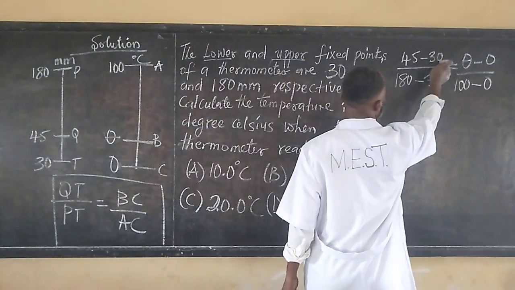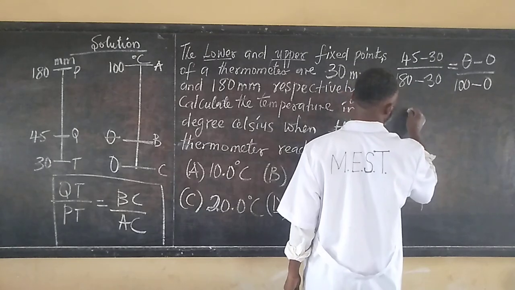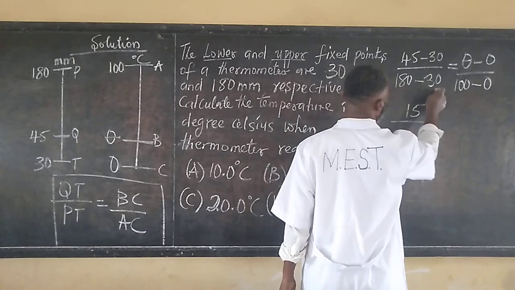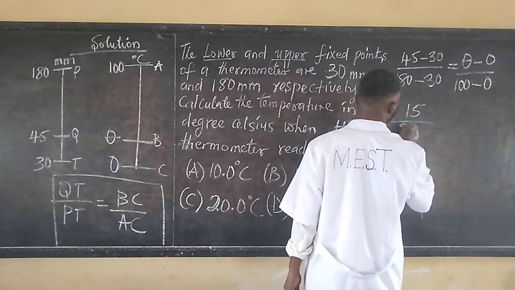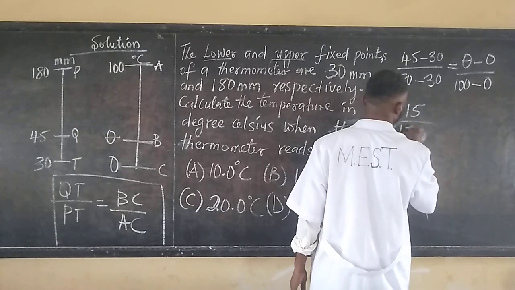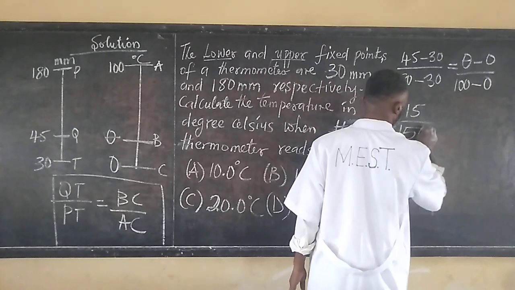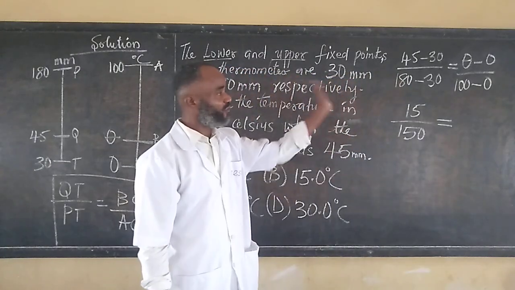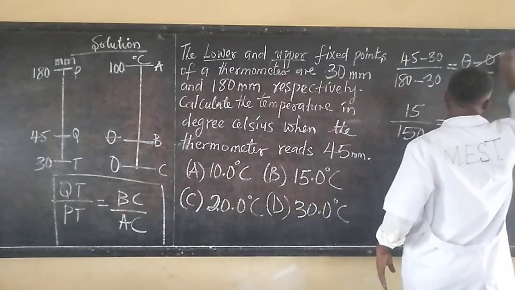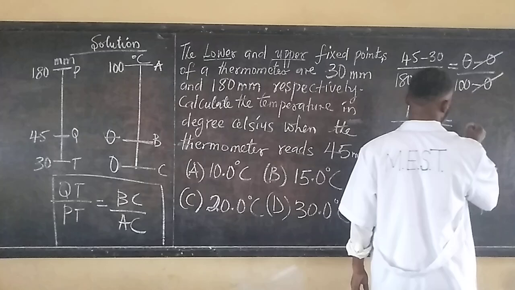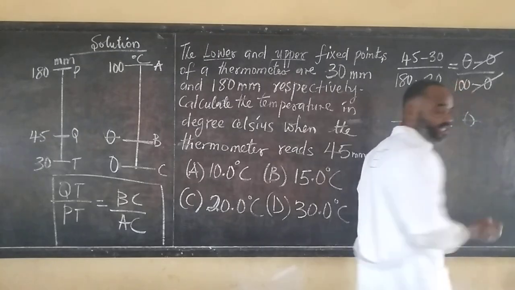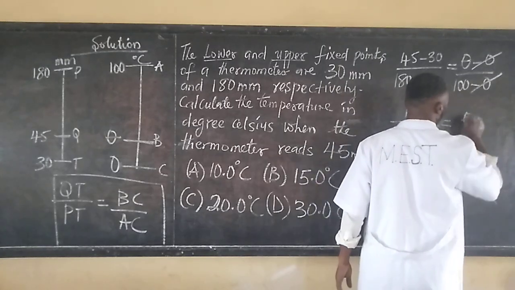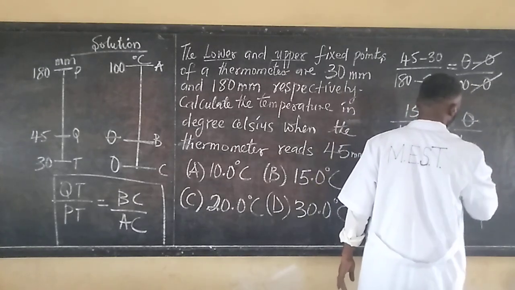What happens here? 45 minus 30 is going to be 15 remaining, all over 180 minus 30, what is going to remain is 150. All equal to, look at this side. Very simple. We cancel out the 0. And we have theta all over 100.